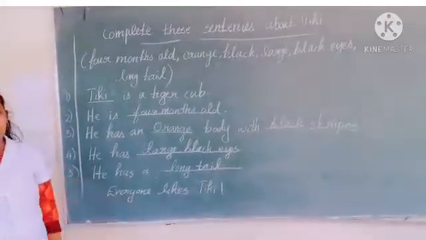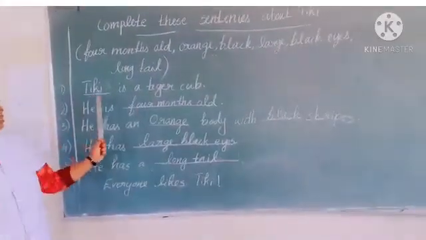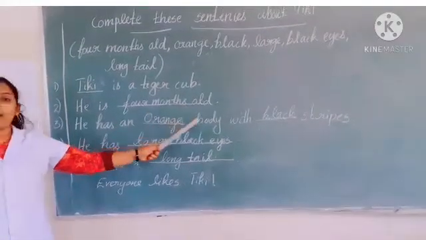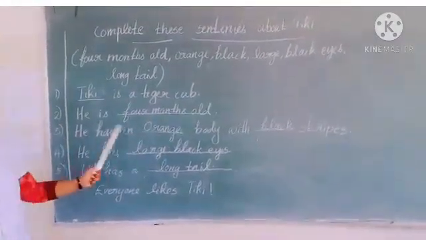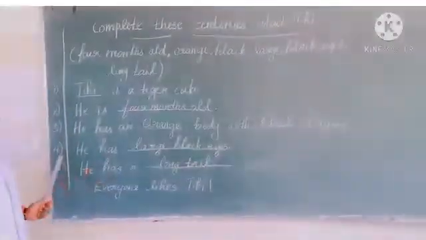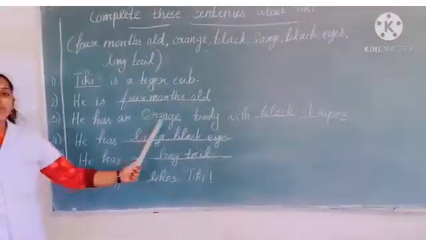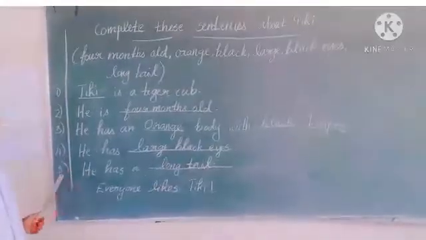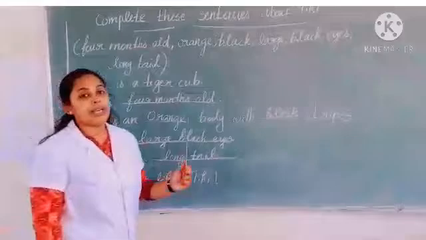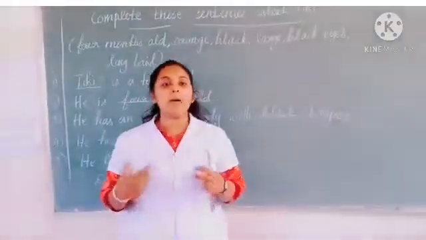Everyone likes Tiki. So first sentence, Tiki is a tiger cub. Second one, he is 4 months old. Third one, he has an orange body with black stripes. Fourth one, he has large black eyes. Fifth one, he has a long tail. So here we discussed the tiger cub Tiki.